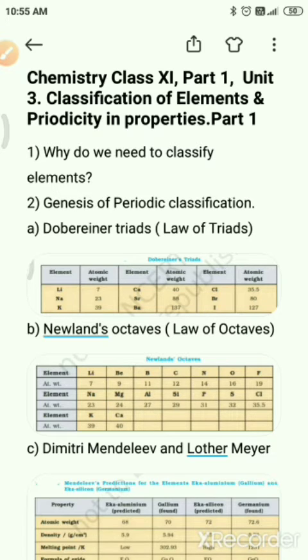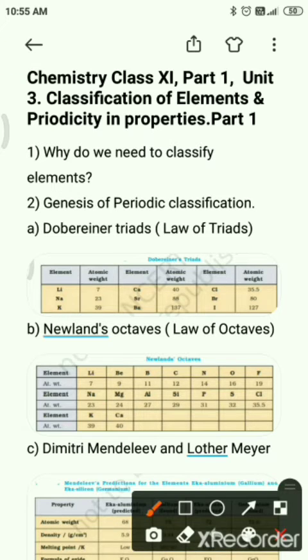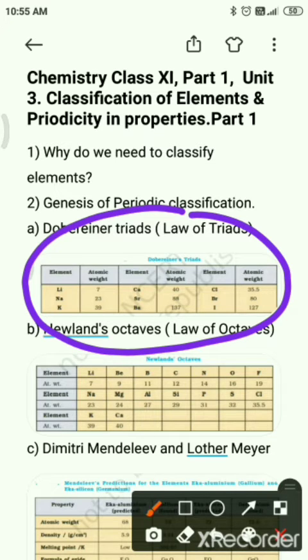We can see in the table, look at the examples given. Element lithium, atomic weight is 7. Potassium having 39. So half of 39 and 7 will get nearly around 20 or 23. So the sodium is 23. Sodium atomic weight is 23.